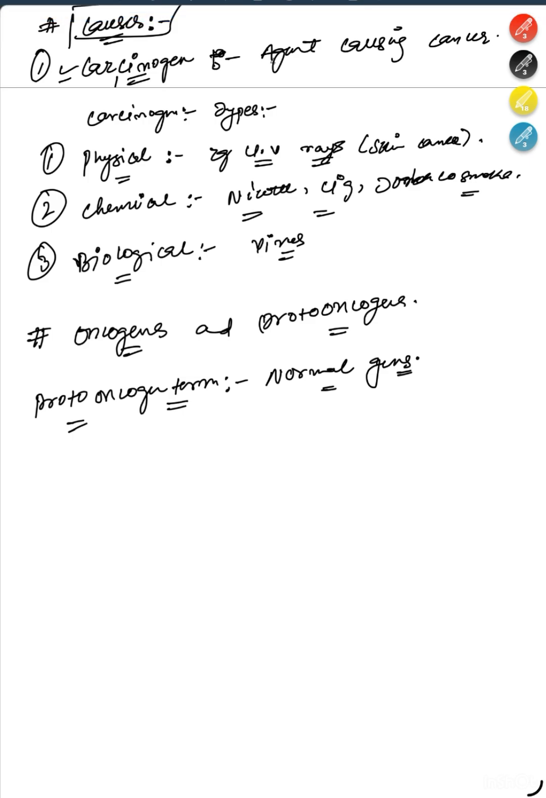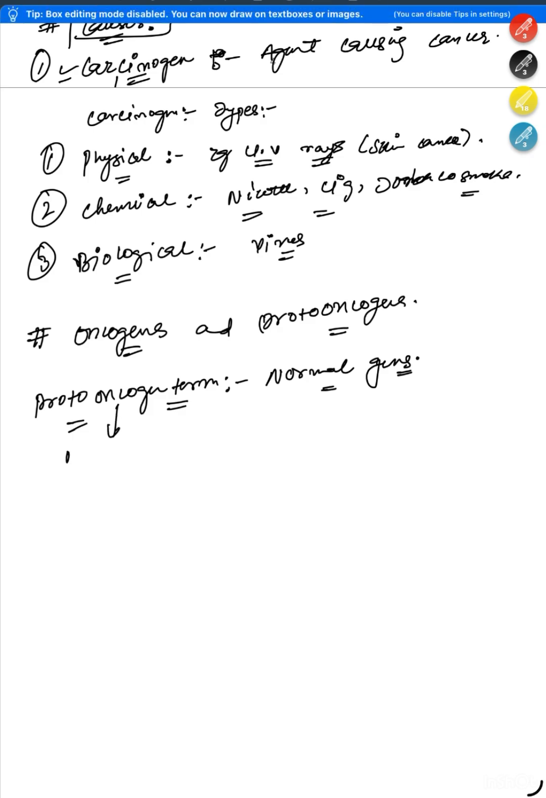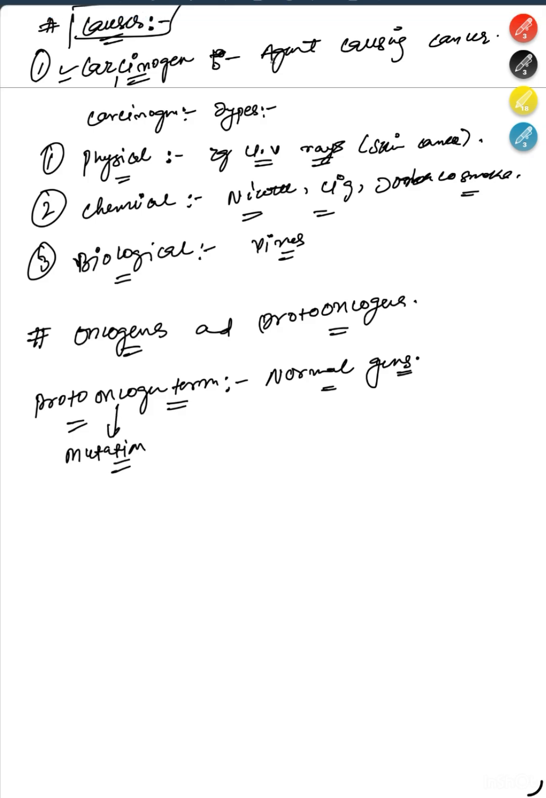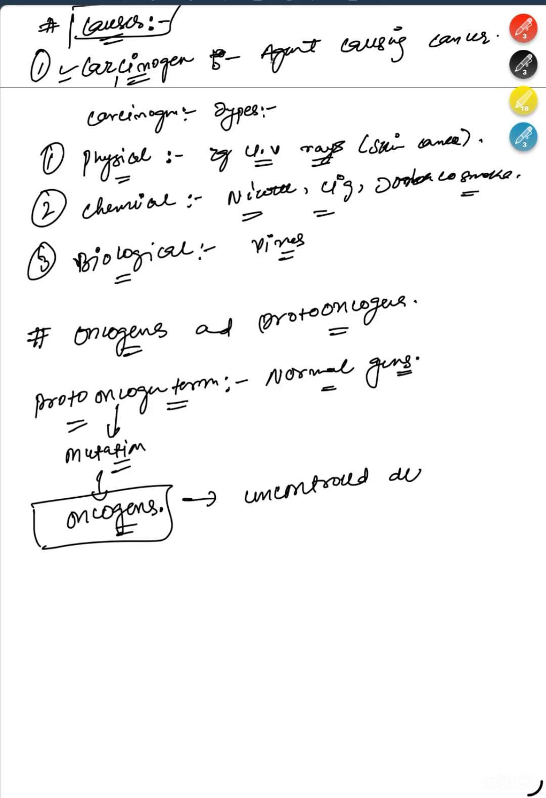Whenever a mutation occurs to a proto-oncogene, what's a mutation? Mutation is changing the genetic setup of any cell. What happens? They get mutated, and when they get mutated, they become oncogenes. And when they form oncogenes, the result is uncontrolled division, and as a result there will be cancer.